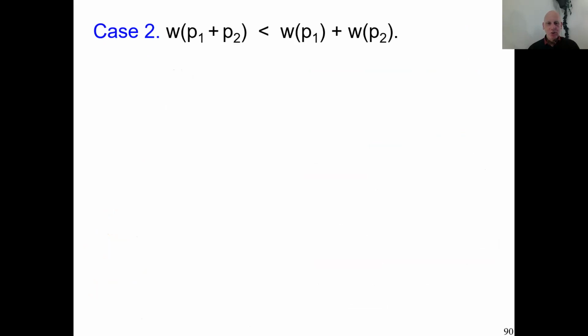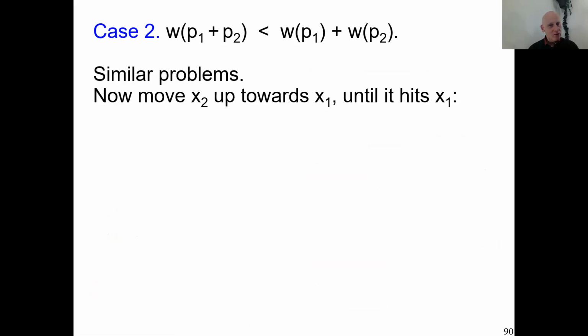Well, so now I've shown you case 1, where w(p1 plus p2) is bigger than w(p1) plus w(p2), which gives anomalies. It doesn't work. The other case is similar. I will not spend much time on it. In that case, you do not move x1 down to x2, but you move x2 up to x1. And then the moment where it hits, you get an implosion of area.